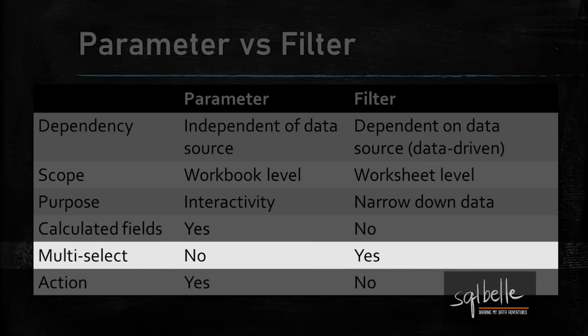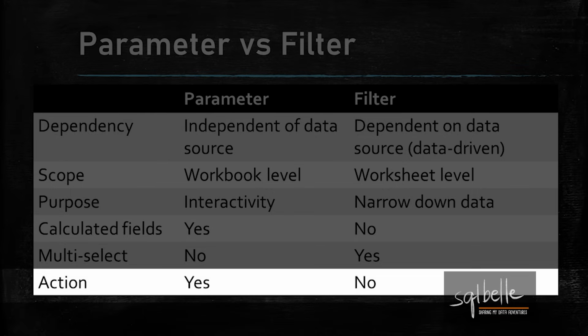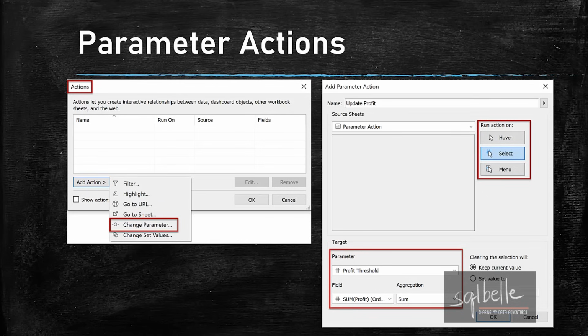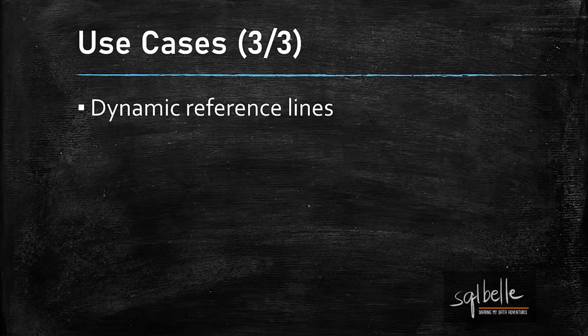In terms of form, filters can have multi-select values. Parameters at this point are single select or open form or based on a list. Actions are available for parameters, but not available for filters, which leads us to the final topic. There are parameter actions. This enables parameter changes to be done through interaction with your view, either by using hover, select, or menu. Let's take a look at the final use case.